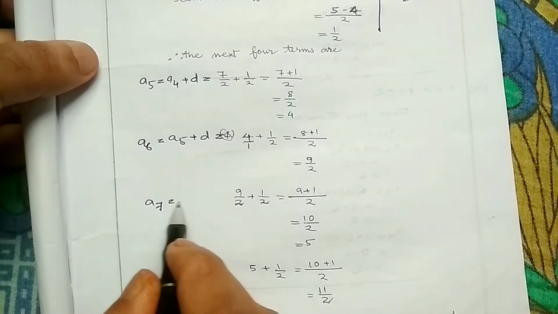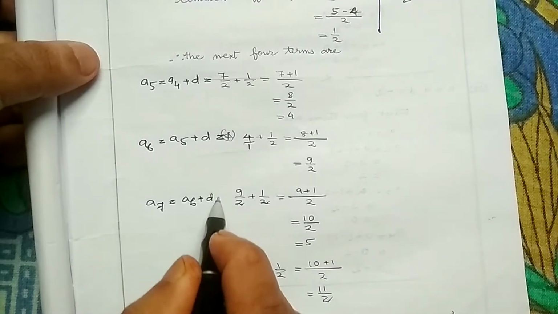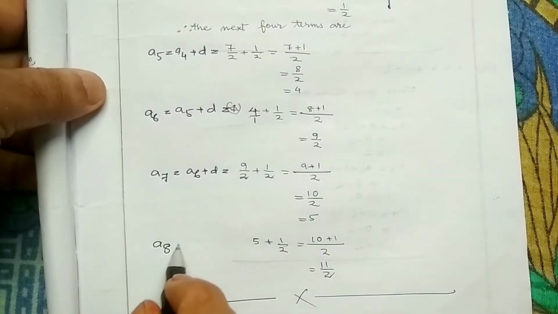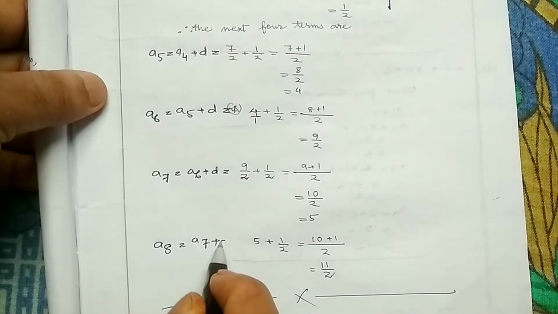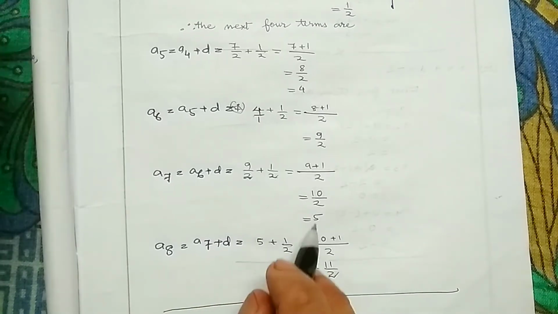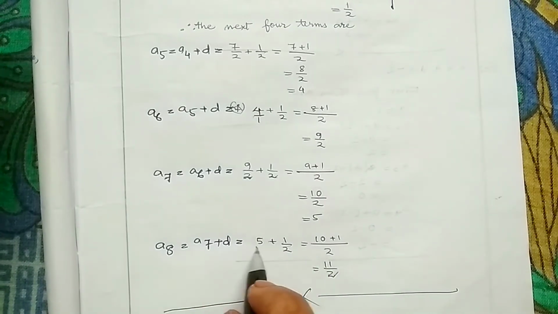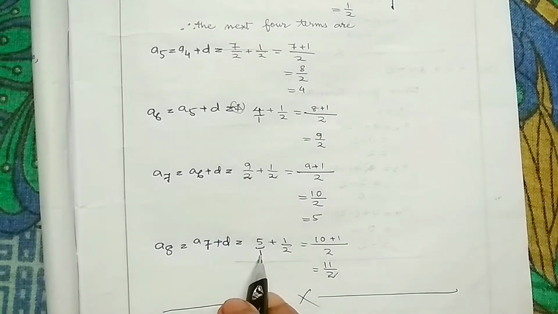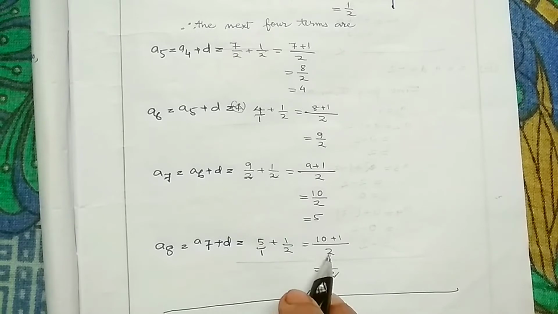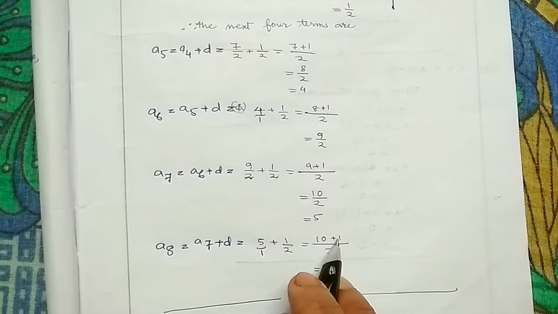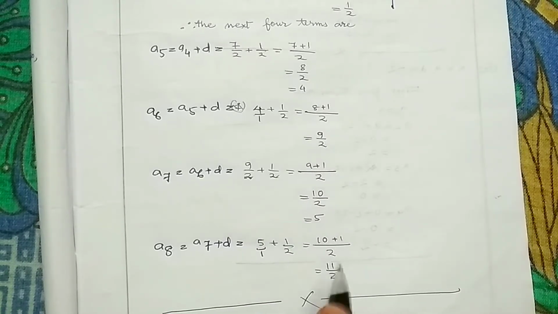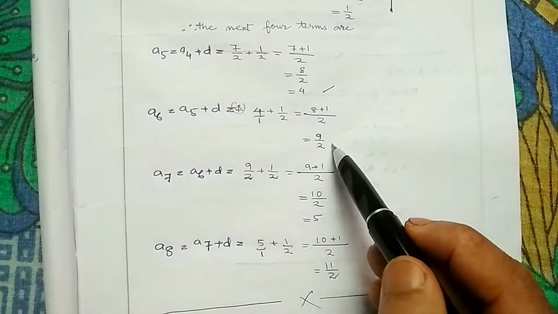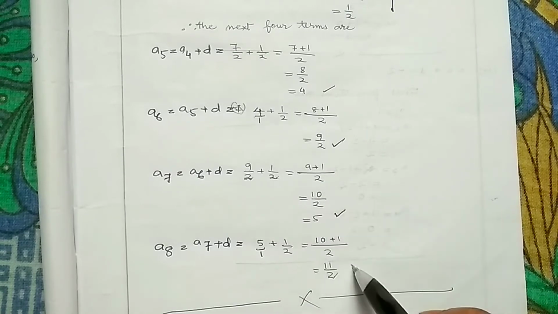A7 will be A6 plus D. Similarly, we will get this value. And A8 will be A7 plus D, equals 5 plus half. 1 is there. LCM of 2 and 1 is 2. 2 divided by 1 is 2. 5 times 2 is 10, plus 2 divided by 2, 1. It will be 11 by 2. Therefore, the next 4 terms are 4, then you got 9 by 2, 5 and 11 by 2.